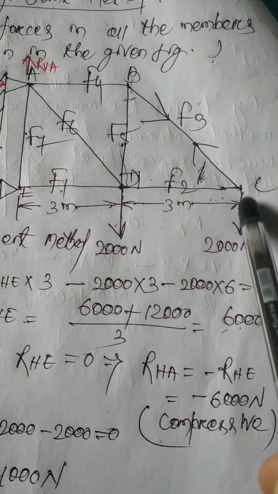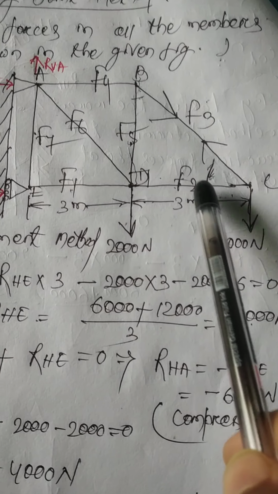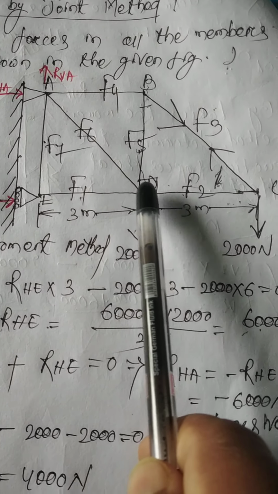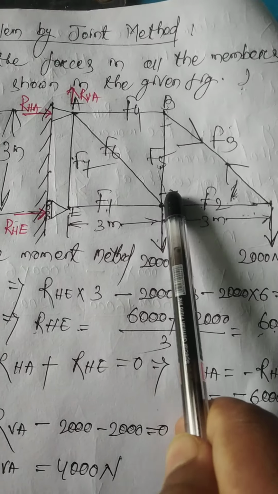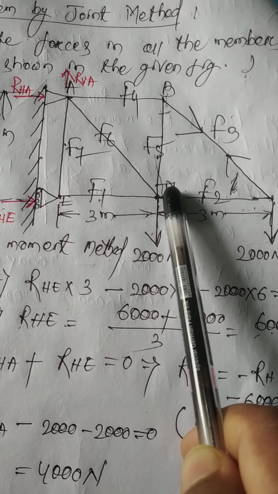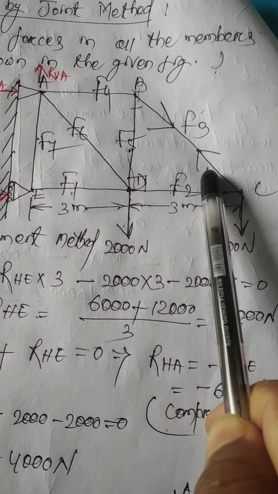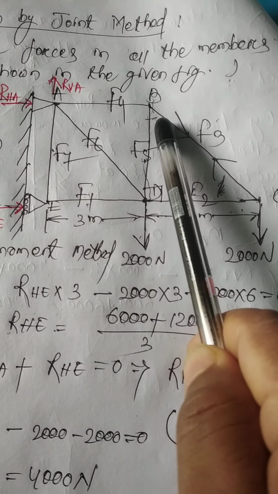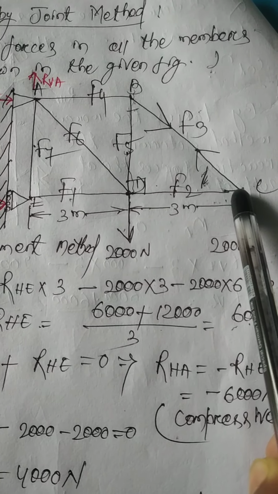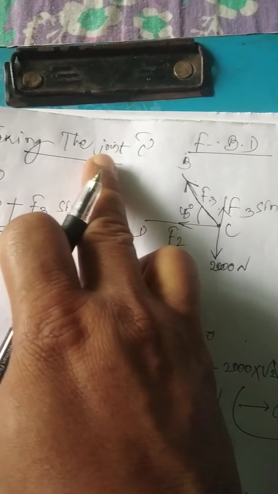Here, look, there is only one force we know, that is 2000 Newton, but there are two unknown forces, F2 and F3. But here, this value is 3 meter and this value is 3 meter and this is 90 degree. So this is a right angle isosceles triangle. So what is the angle at the point C? That is 45 degree, and here also 45 degree. So I have to draw the free body diagram at the point C.